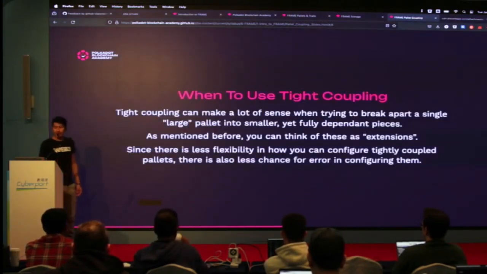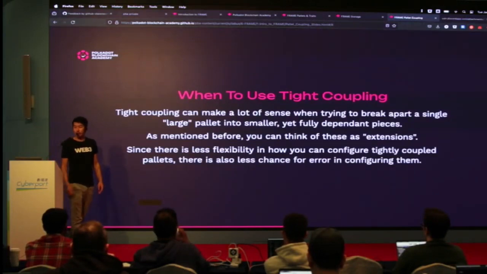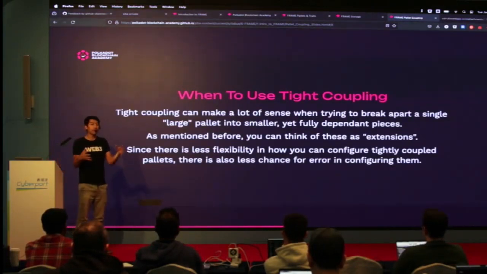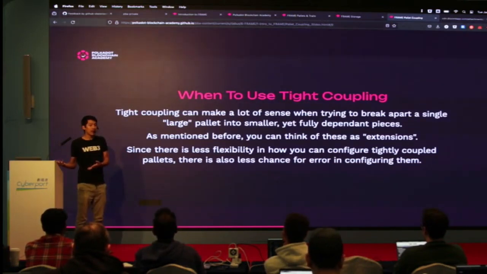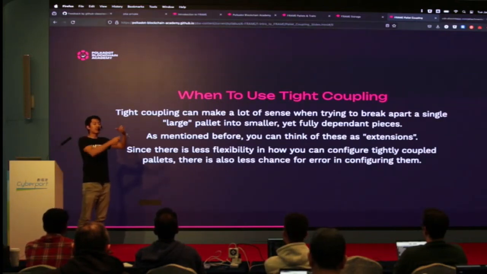So again, tight coupling makes sense when you want to break apart a single large pallet into smaller yet fully dependent pieces, right? We could have made one big treasury pallet with tips and bounties and all this kind of stuff in it. But imagine that you wanted to import the treasury pallet, but you didn't want bounties, right? If you made it all one big crate, you would basically force users to all import everything, right?